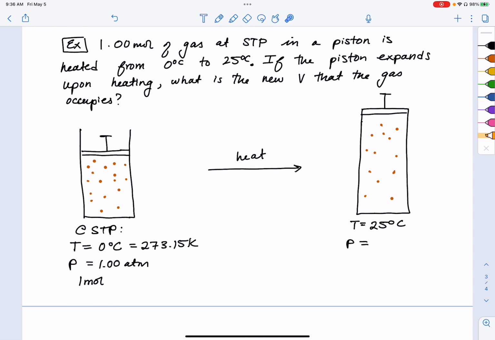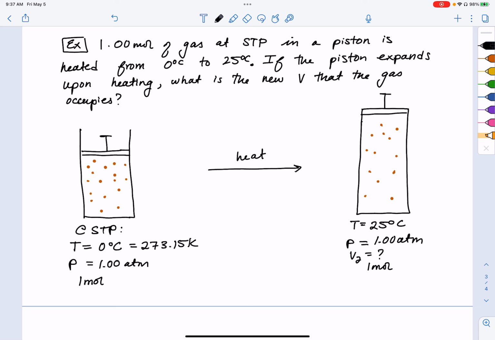If we were able to keep the volume capped, if we had this in a rigid container where the container could not compress or expand with our gas, then the pressure would certainly go up. But here, because the volume is adjusting to the increase in temperature, the pressure is going to remain the same. Okay, we've got 1 mole of gas. That is not something that is changing. This is a closed system. And what we want to figure out is the new volume.